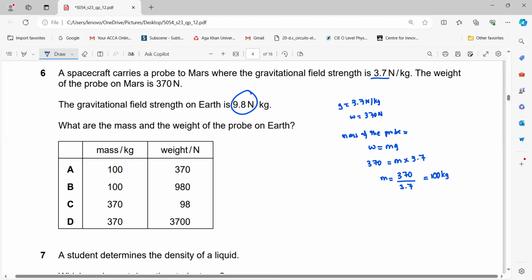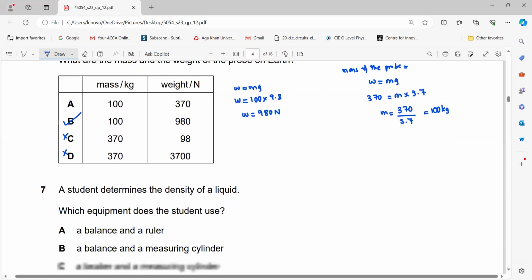Now, the mass has to be the same whether it is on Mars or on Earth. So mass has to be 100. So C and D could not be my answer. Now, the weight on Earth is again mass times gravity. The gravitational field on Earth has changed. The mass stays 100, the gravity on Earth is 9.8. 9.8 times 100 makes it 980. The weight on Earth is 980 newtons, and that is going to be my answer, which is B.